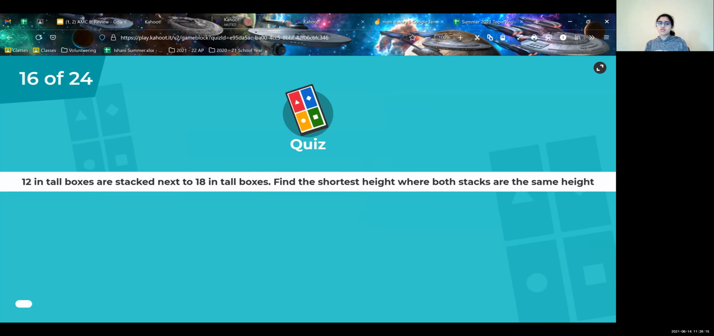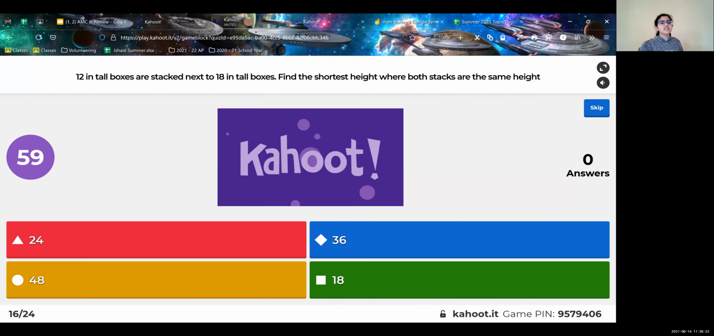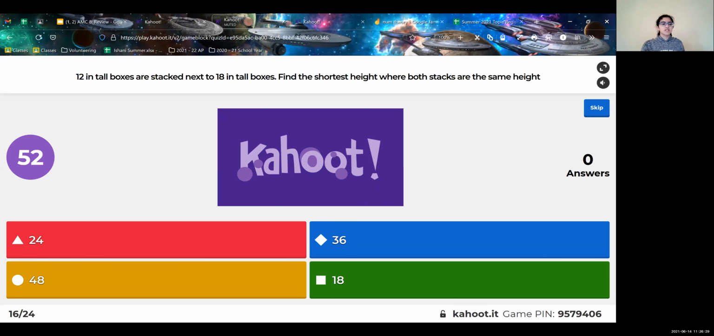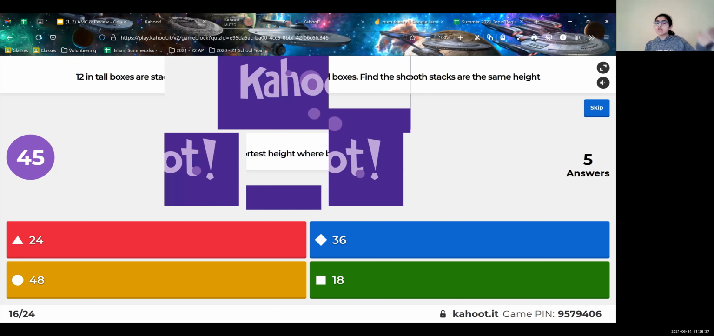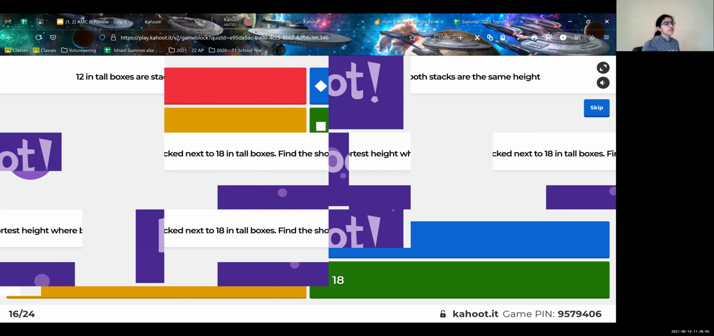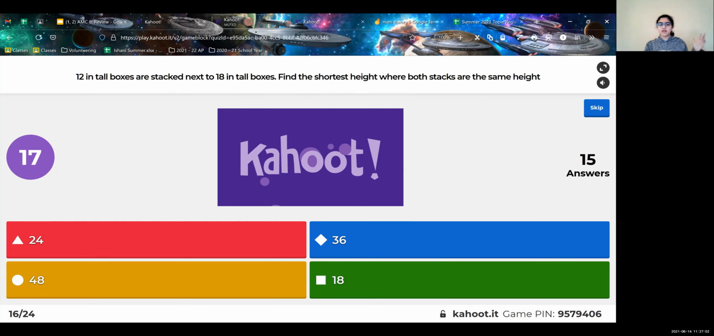Okay, so boxes of 12 inches height are stacked next to boxes of 18 inches height. Find the shortest height where both stacks are the same height. So it's asking for the smallest height which is divisible by both 12 and 18 inches, basically. Again, it's very easy to make mistakes, so make sure that you are sure of your answer and sure of what you're clicking or bubbling or whatever.